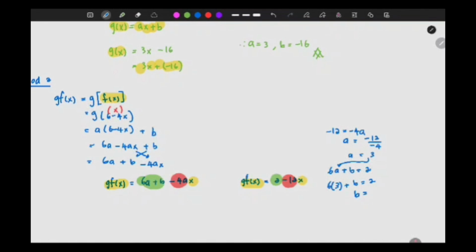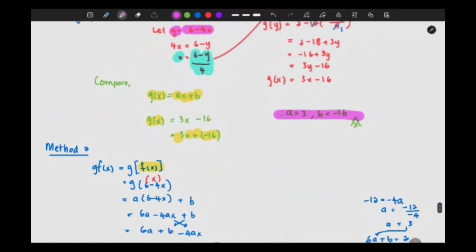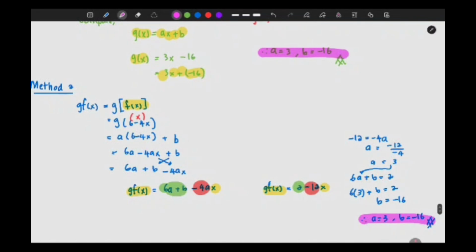This is method 2, and you realize both methods give you the same answer. This is your g(x) by method 2. So I'm sure method 2 is quite easy, whereas for method 1 you have to find the g(x), you let y. But anyway, some people prefer method 1, some people prefer method 2, so I show both methods. If you're okay with this, I will move on to the next question. Ready? 1, 2, 3, go.